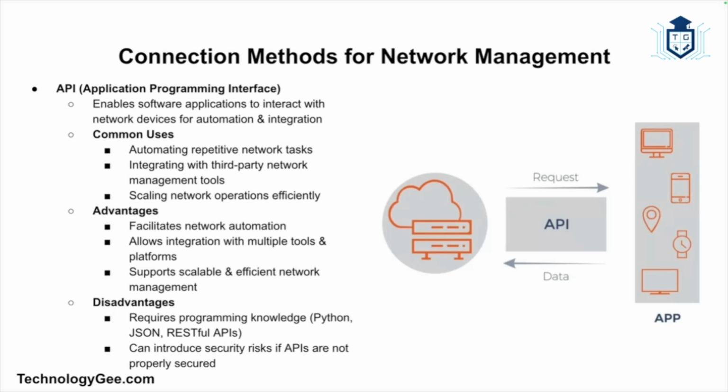Next, we have the API, or the Application Programming Interface, and this allows automation and integration of network management tasks by enabling software applications to interact with network devices. The advantages: it facilitates automation of repetitive tasks, it enables integration with third-party tools, and it allows for scalable and efficient network management. The disadvantages: it requires programming knowledge, and it can introduce security risk if not properly secured.